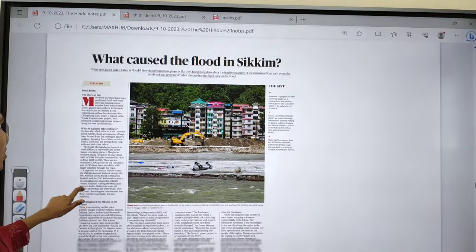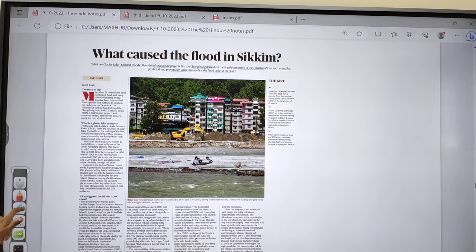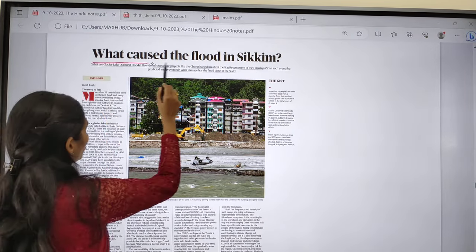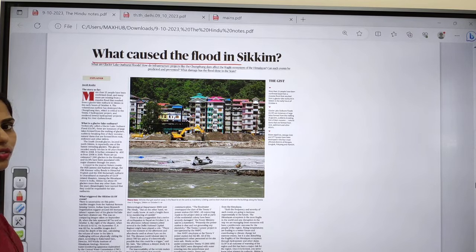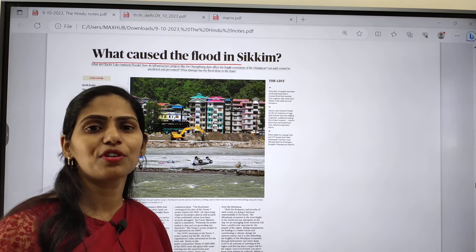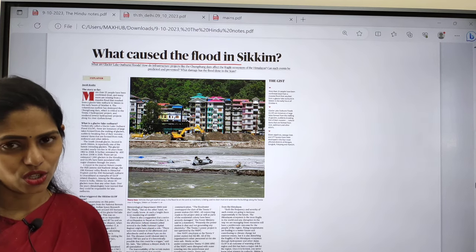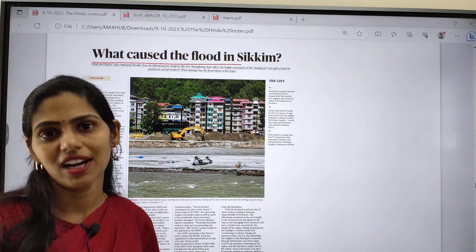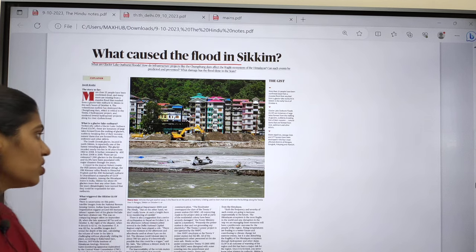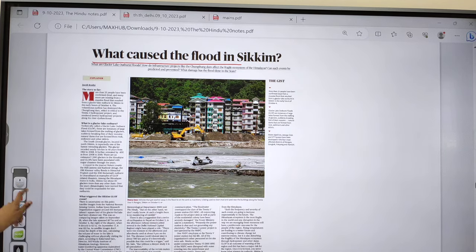It is about what the causes of the flood in Sikkim are. The title says, what causes the flood in Sikkim? Because of the breaking of a glacial lake, the dam on the river Teesta was affected, and finally that led to the floods. So now let us try to see this topic in detail.